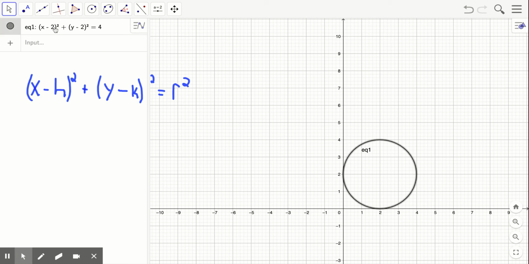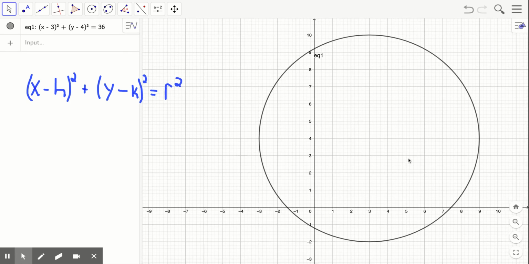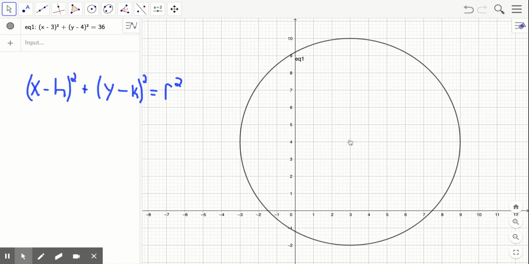Let's say I want to shift it another unit. Let's say I want to shift it 3 to the right, 4 up, and have a radius of 6. Well, if I wanted a radius of 6, I would do 36, because that's 6 squared. Now, if I go from the origin over 3 and up 4, there's my center right there. And then if you count out, 1, 2, 3, 4, 5, 6, it has a radius of 6.